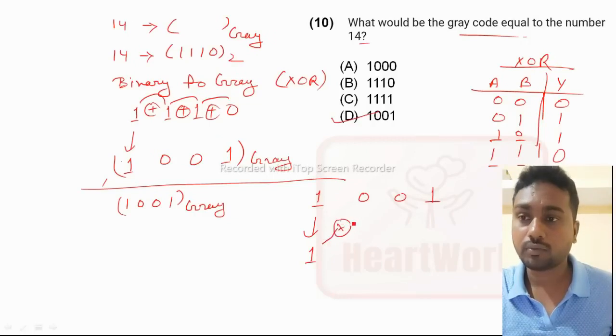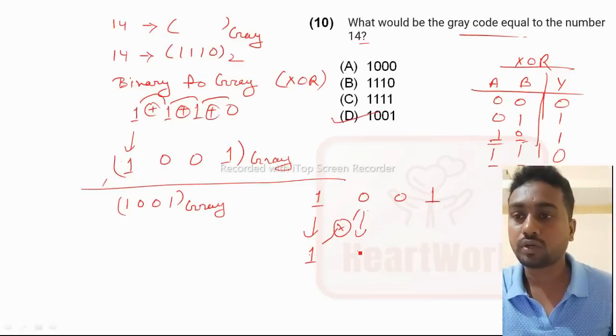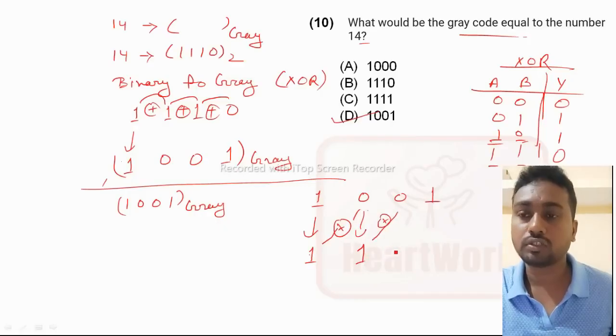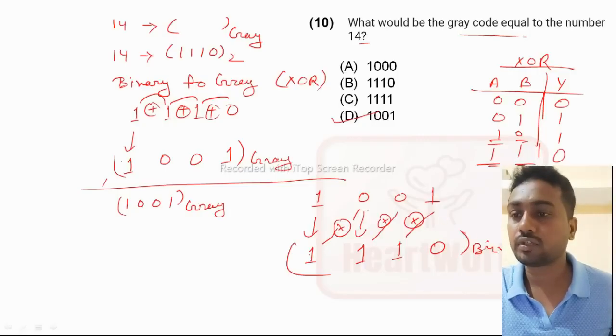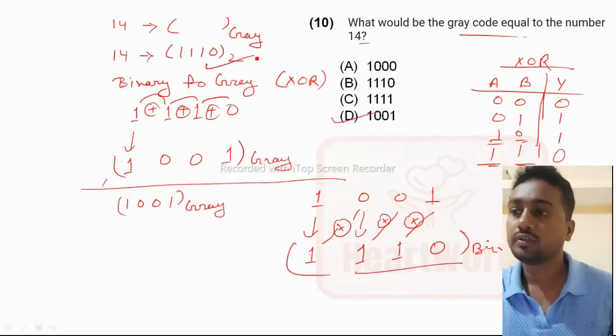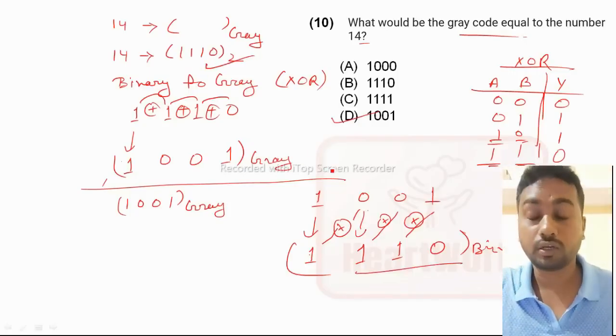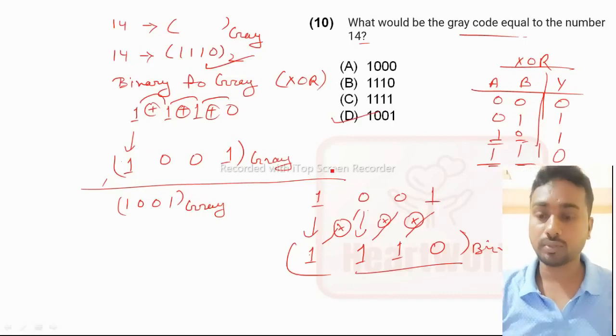We perform XOR, meaning 1 XOR 0, and the output is 1. Now again perform XOR between this 1 and 0. This is 1. Now again the XOR operation, 1 and 1, output is 0. So this is the binary number. It is the same as our question here. So like this you have to perform binary to gray or gray to binary.